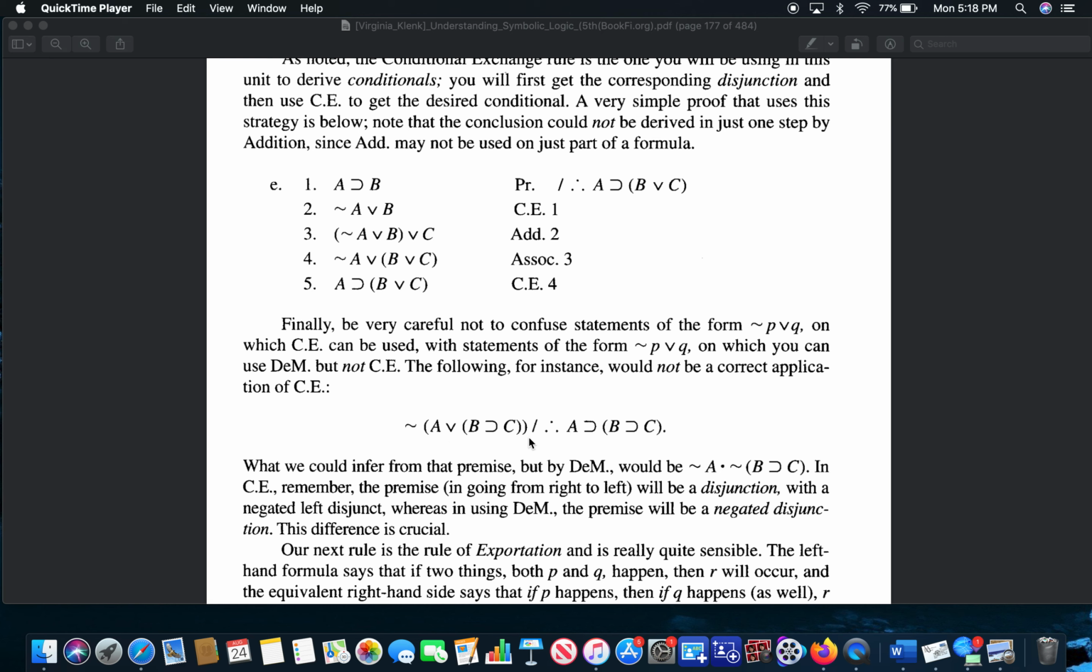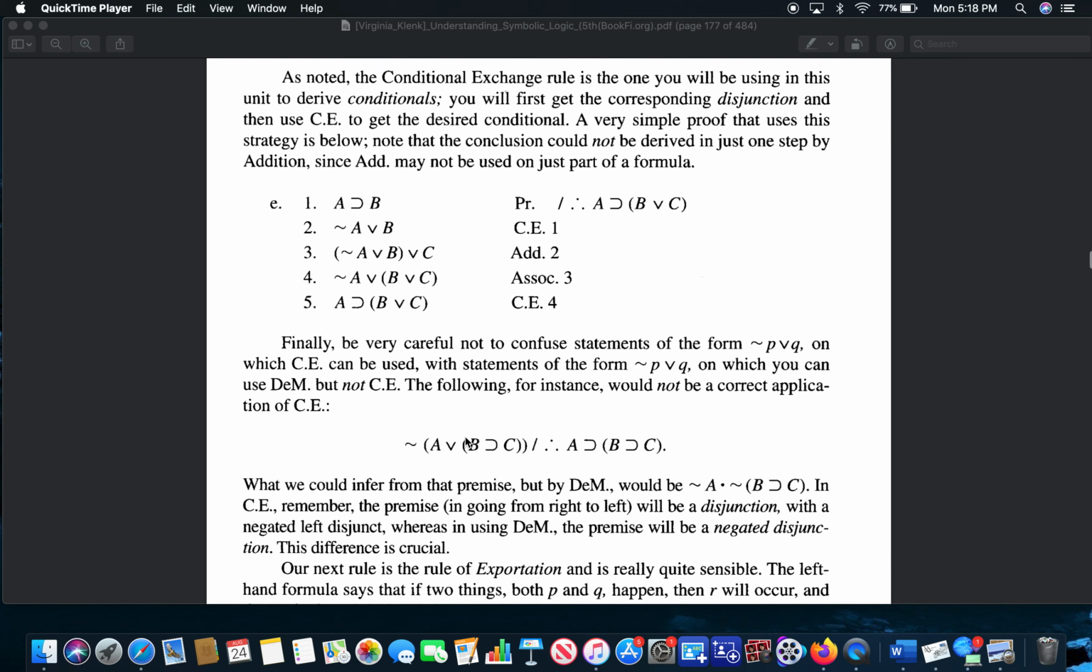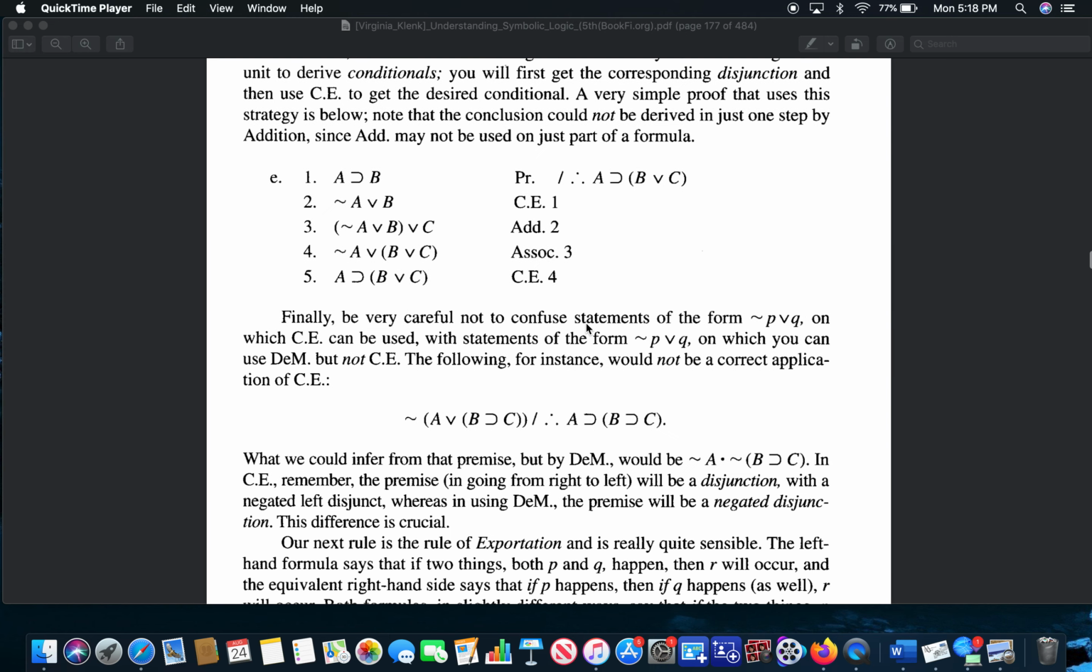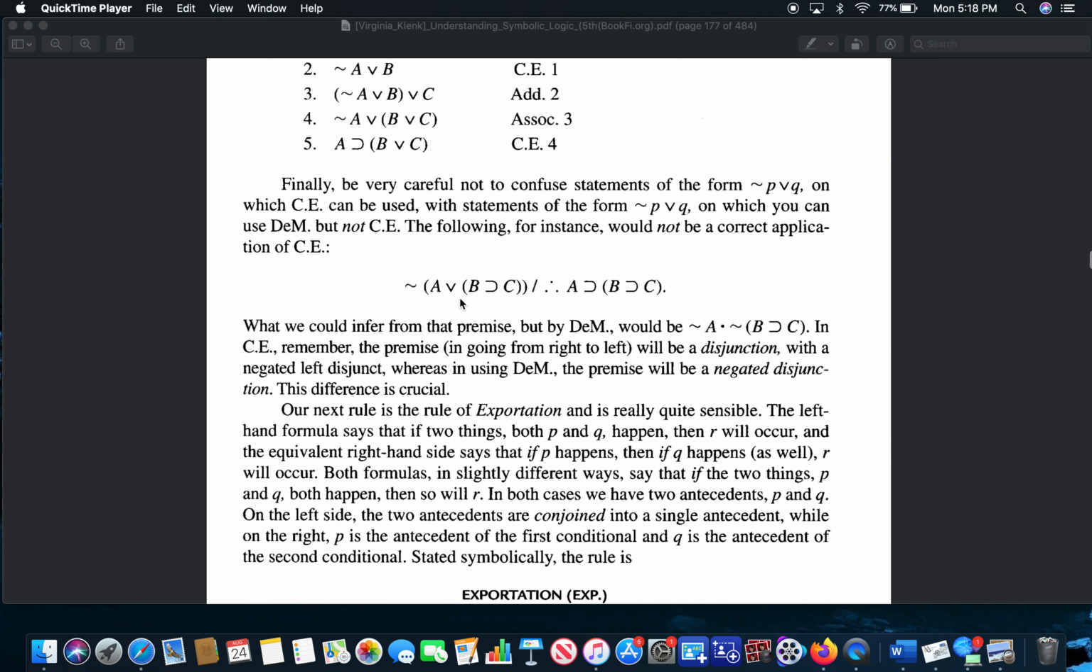Question, if I've got this formula, can I use conditional exchange? Well, what form does it have to be in for me to use conditional exchange? Well, either this conditional or a disjunction with a negated left disjunct. But this is not either of those forms. What is this form? It is a negation. The major operator is a negation, which means the major operator is neither a conditional nor a disjunction, right? So this is not of the form a disjunction with a negated left disjunct, right? But that's what you do get if you remove this bracket and the closing bracket here.